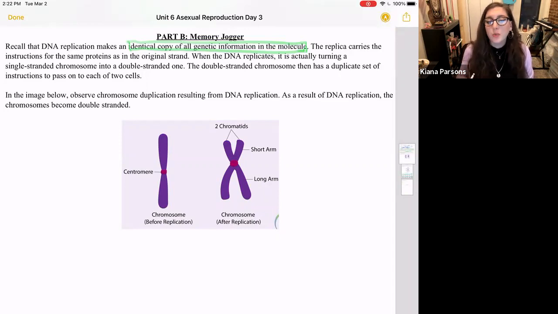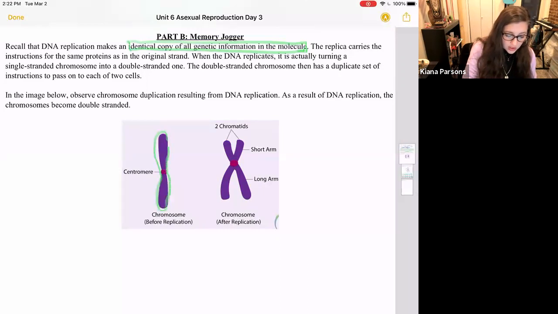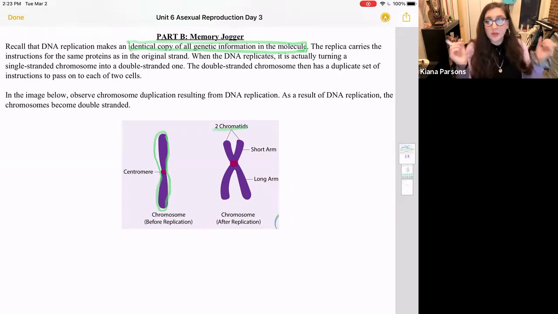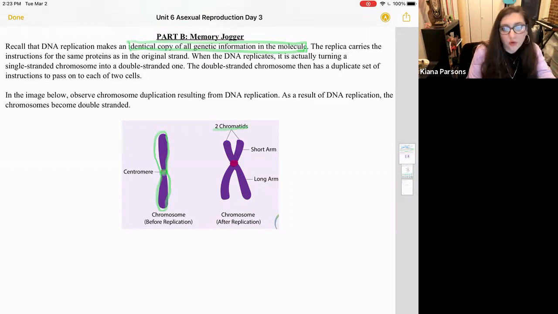In the image below, observe chromosome duplication resulting from DNA replication. As a result of DNA replication, the chromosomes become double-stranded. So you can see here, this one single structure is a chromosome. And here we're looking at two chromatids. So what happens here is this chromosome is all condensed, it's ready to replicate. And you can see here it has this sort of central focal point called the centromere.